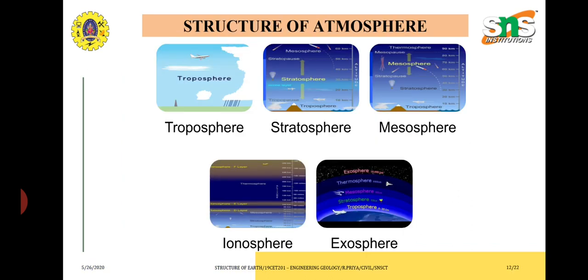So, coming to the structure of the atmosphere. There are five layers in our atmosphere. The first layer is known as the troposphere. The second layer is known as the stratosphere. The third one is the mesosphere. The fourth one is the ionosphere. And the fifth layer is known as the exosphere. So let us see one by one in detail.